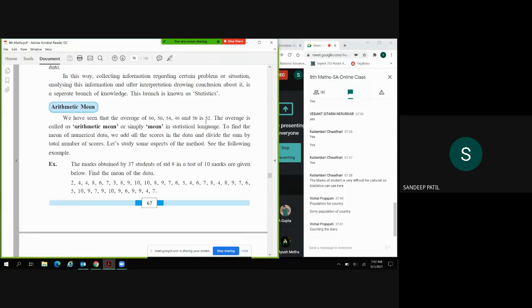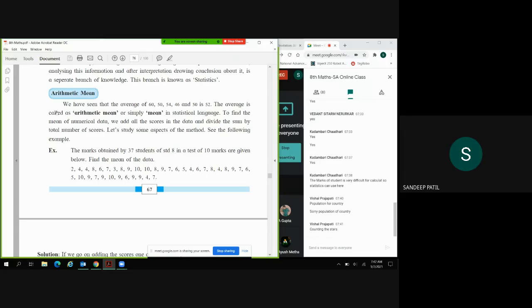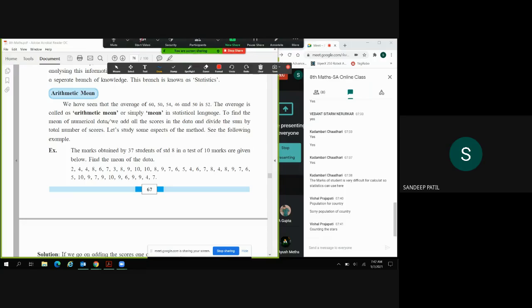So let's see arithmetic mean. The arithmetic mean is like average. We have seen that the average of 60, 50, 54, 46 and 50 is 52. The average is called arithmetic mean or simply mean. To find the mean of numerical data, we add all scores and divide the sum by the total number of scores.